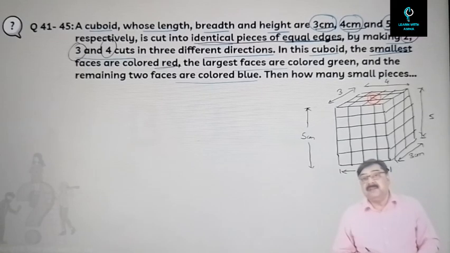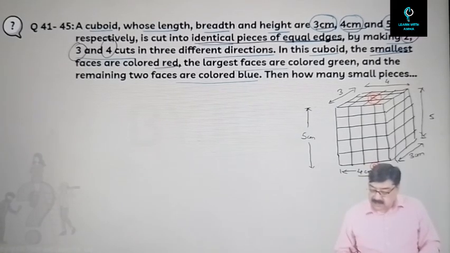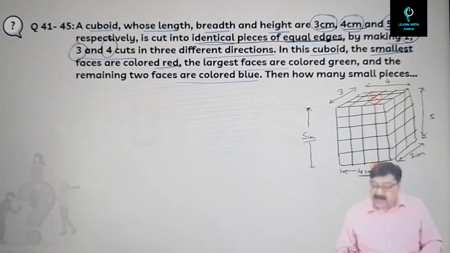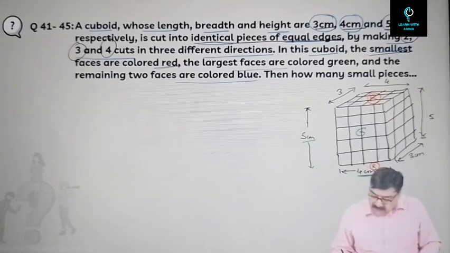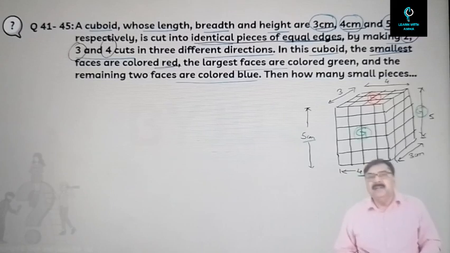Largest faces are colored green. So largest are the ones which will have the area 5 into 4. Isn't it so? So that is the front and the back shall be colored green. And the remaining 2 are colored blue. Those are these, the left and right. Now look at the questions.